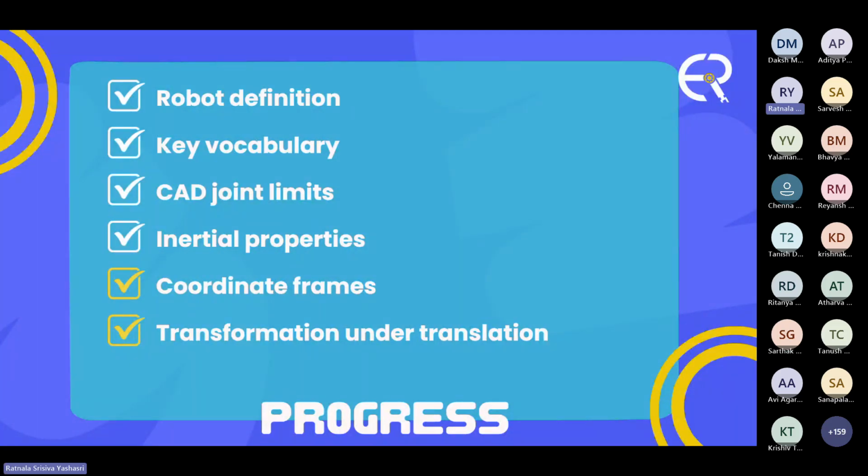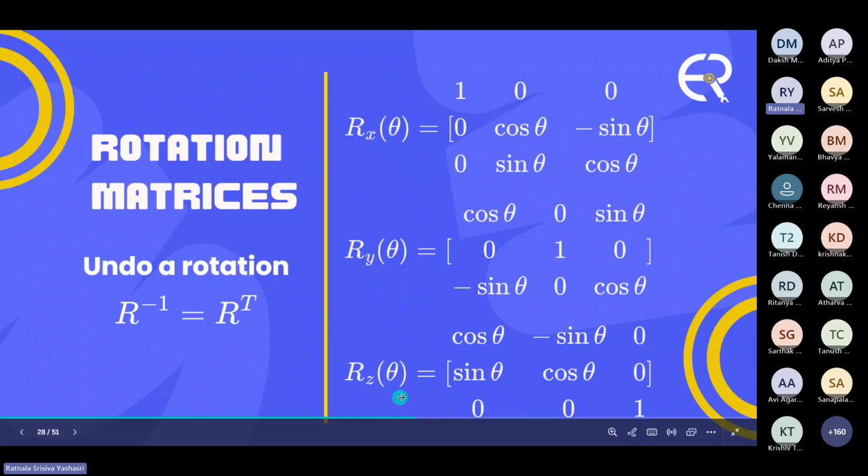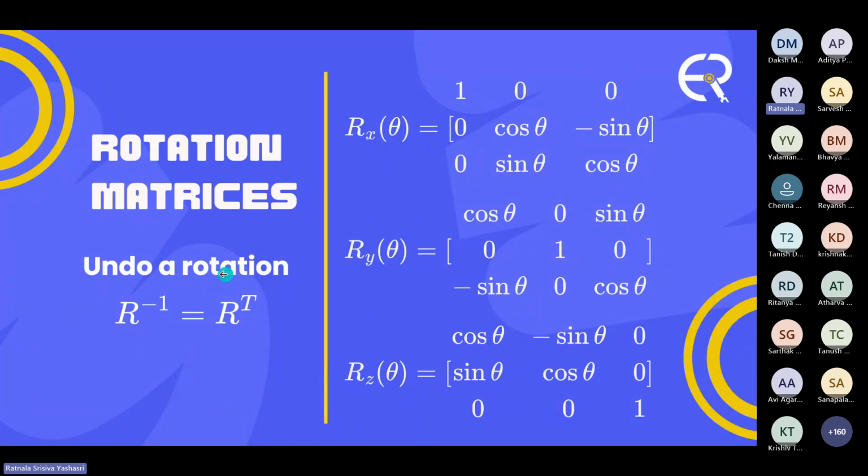Okay, then let's talk about rotation now. A rotation matrix mathematically describes how one frame is rotated relative to another. There are three basic ones. You must all be familiar with this from math. So Rx theta, Ry theta, and Rz theta, respectively rotated about the x, y, and z axis. Now, a beautiful property about these rotation matrices is that first they're orthogonal. So R inverse is equal to R transpose, and this just makes the computations much more efficient.